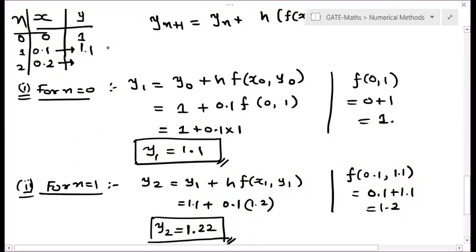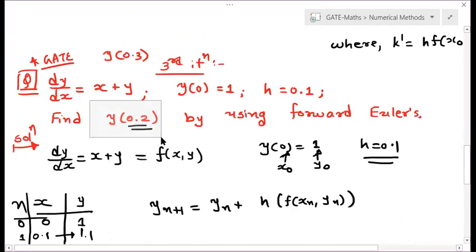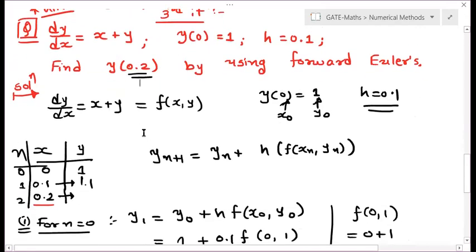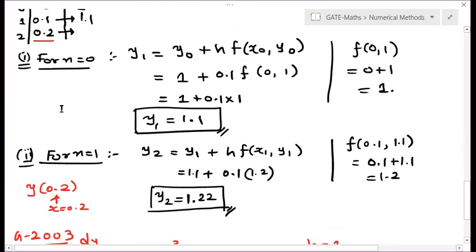But sir, we had to find for x equal to 0.2, y of 0.2, right? Yes, so y of 0.2 means, here our input is 0.2, isn't it? That is what we have to find. When our input is 0.2, we have to find y of 0.2. When our input is 0.2, what is the value of our output? So at 0.2, our output is 1.22, isn't it?